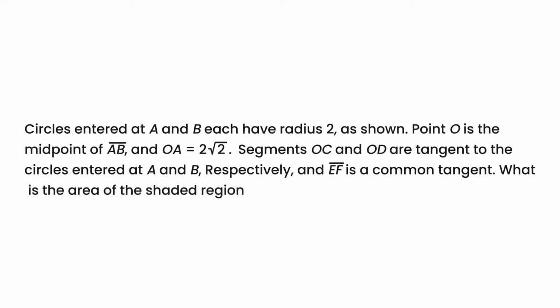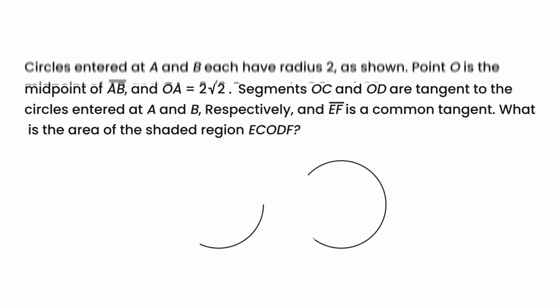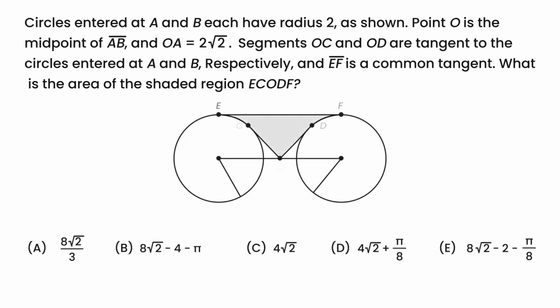Circles centered at A and B each have radius 2 as shown. Point O is the midpoint of AB, and OA is 2 root 2. Segments OC and OD are tangent to the circles centered at A and B respectively, and EF is a common tangent. What is the area of the shaded region ECODF?